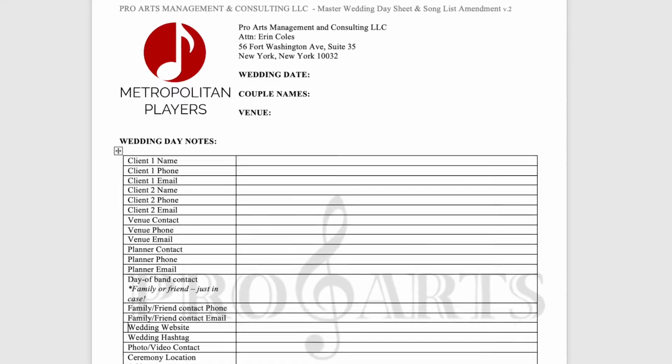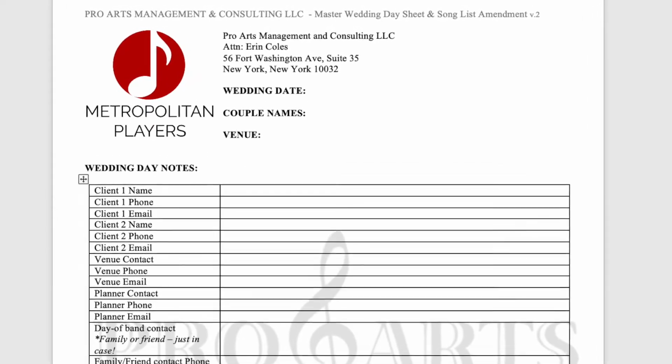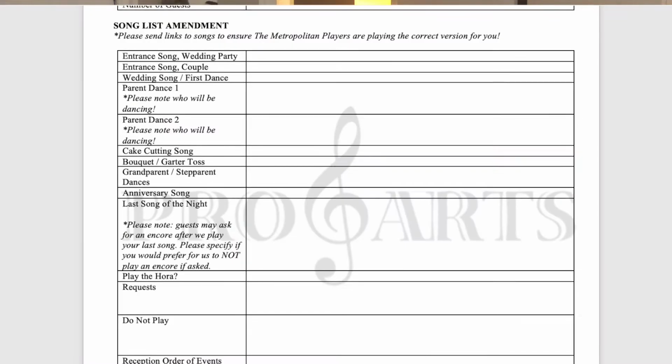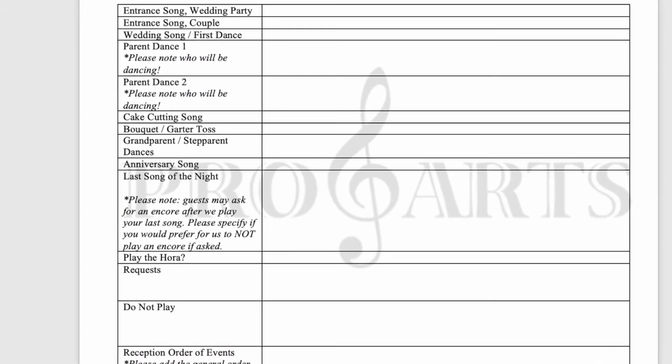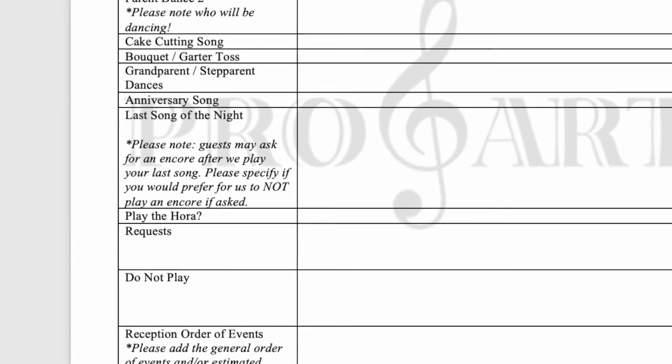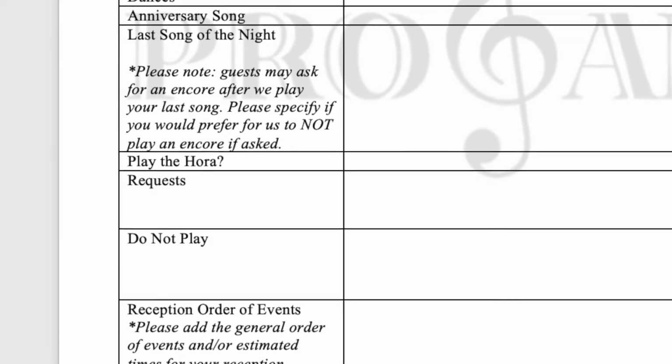So how we work is that we send you what we call the Master Wedding Day Sheet, which is a worksheet that you'll fill out ahead of your wedding that gives us all the details you need to know for your wedding. The last page is a spot for all of your song requests. So that includes all of your special dances, like your first dance, parent dance, cake cutting song, any of those that you're doing. And then there's a spot at the bottom for general requests and also do not plays.